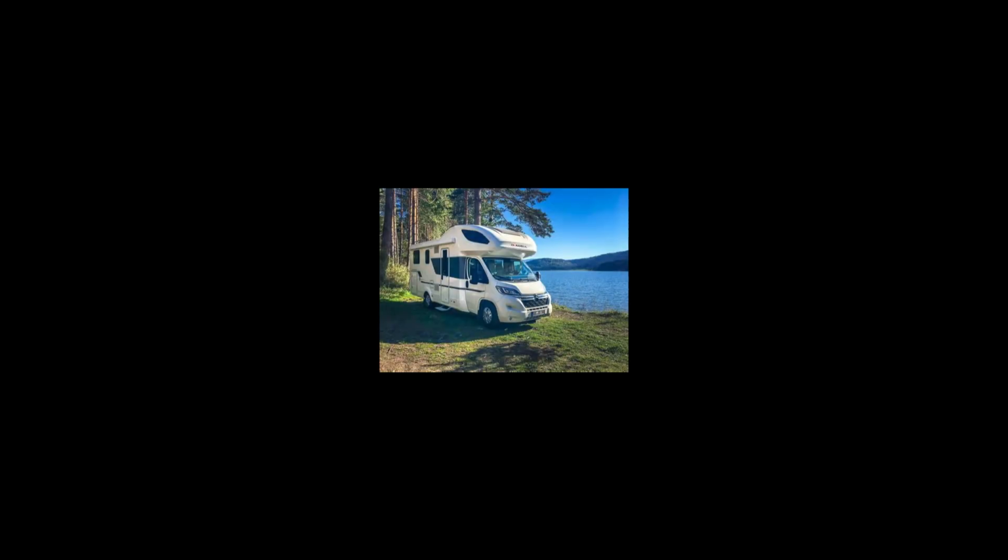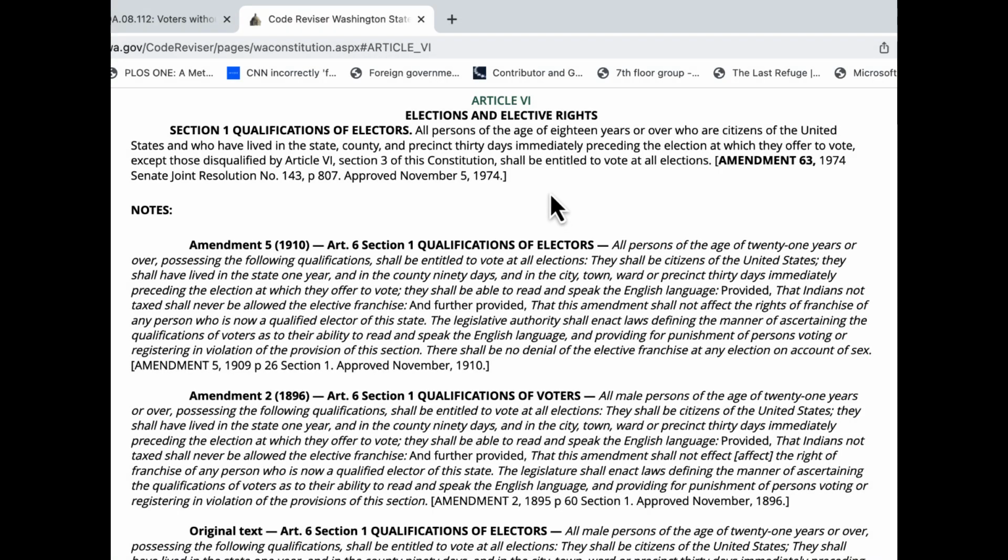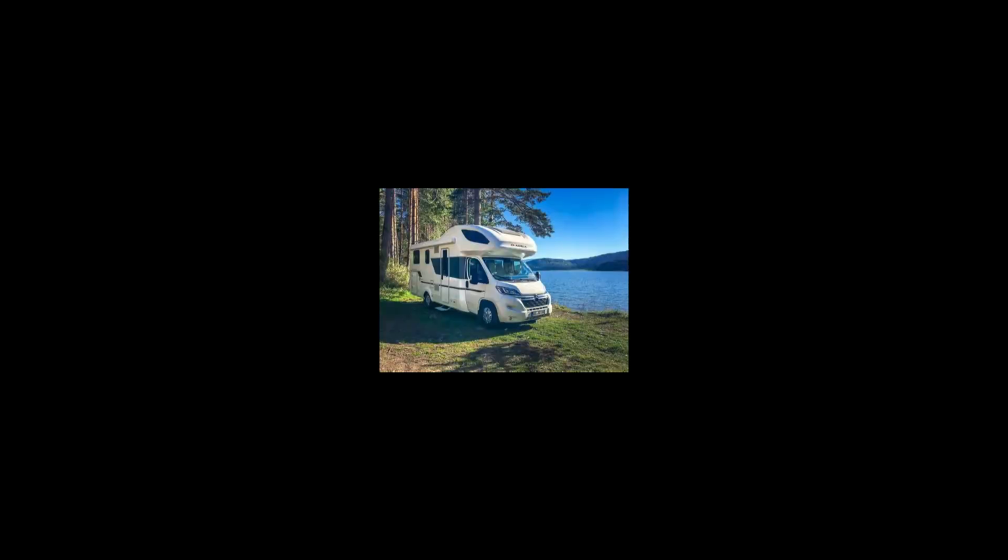A voter who registers under this section must provide a valid mailing address and must still meet the requirements in Article 6, Section 1 of the state constitution that he or she lives in the area for at least 30 days before the election. So, if you're someone living in a tent and you do not have a traditional address, you can provide the state of Washington, when you're registering to vote, with the general location of your tent or motorhome so they can determine your precinct.